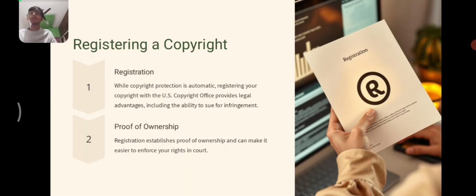Registration. While copyright protection is automatic, registering your copyright with the US Copyright Office provides legal advantages, including the ability to file an infringement suit. Proof of ownership. Registration establishes proof of ownership and can make it easier to enforce your rights in court.